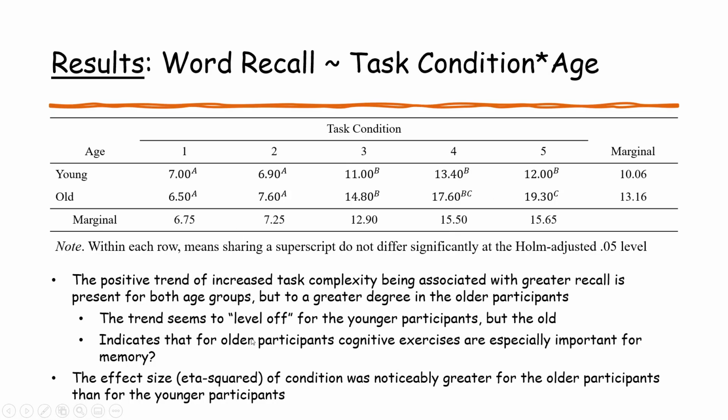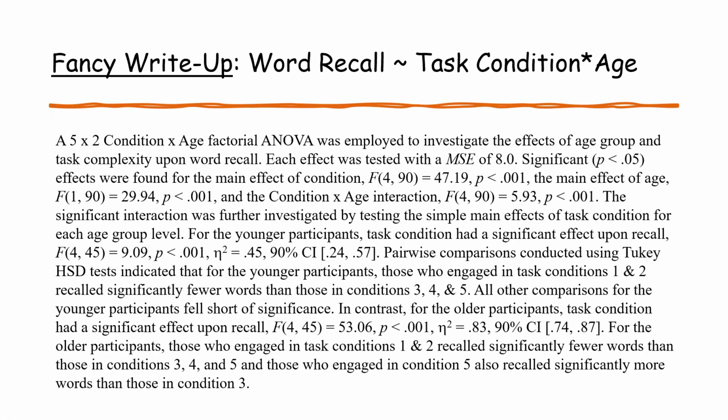The bullet points are informally stated. I'll show you how you would write this formally right now. So this looks awful, and I'm not going to get too into depth. You can access this and copy and paste it, if you care about APA format and formal write-ups, but I'll go through it very quickly. A 5x2 condition by age factorial ANOVA was employed to investigate the effects of age group and task complexity upon recall. Each effect was tested with a mean square error of 8.0. I just got that from the tables we looked at.